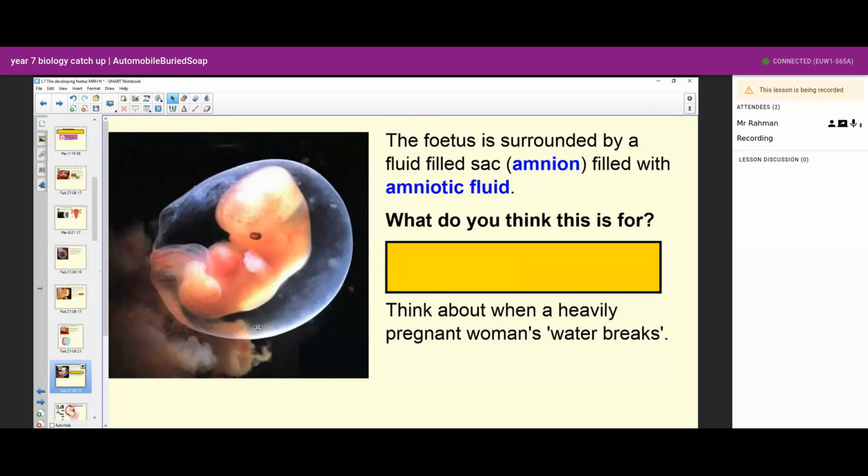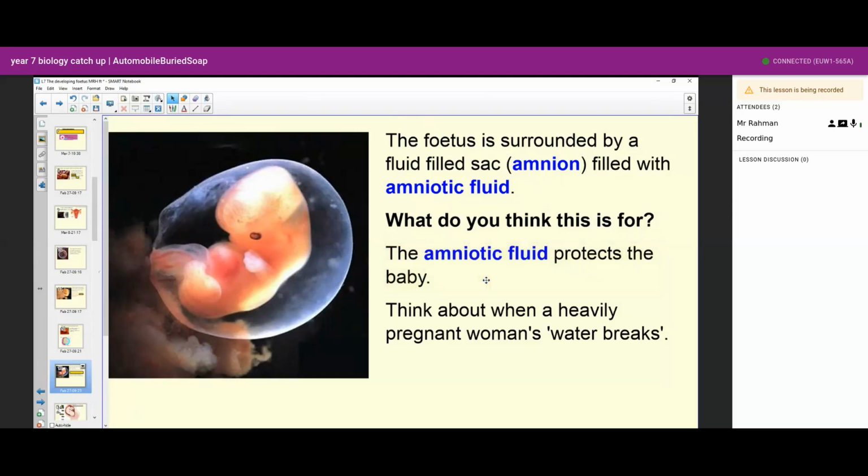So this bubble, or the amniotic sac, protects the baby against bumps or damage. If the mother's belly were to take some minor knocks, then the amniotic sac would protect the baby. Of course, if the mother was involved in a serious accident, let's say in a road accident, then the amniotic sac may not be enough to protect the baby.